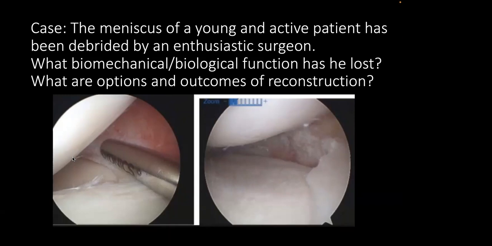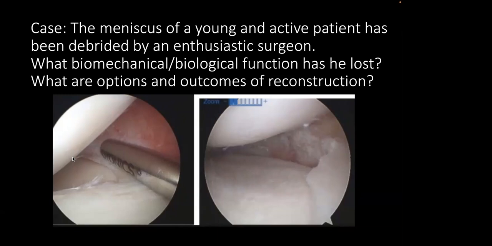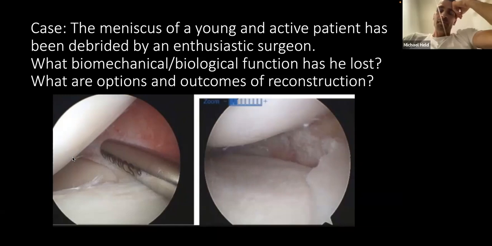I mean, you've done a partial meniscectomy on the lateral meniscus there, so you've taken away his shock absorbing cushioning effect, creating a high contact pressure. He's left a small peripheral rim, and there's obviously some anterior and some posterior horn, but he's taken out a big chunk of the meniscus here.